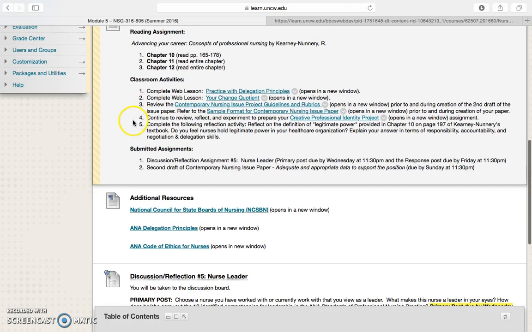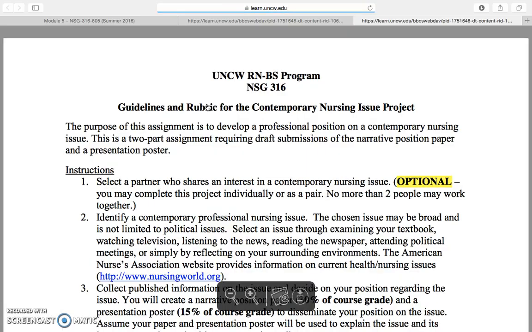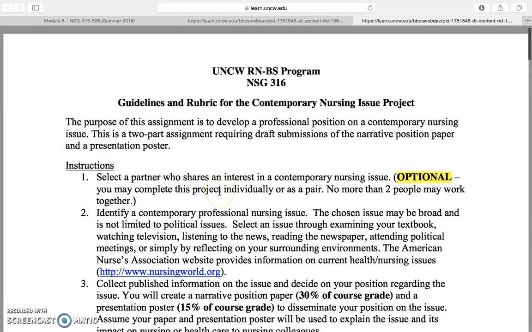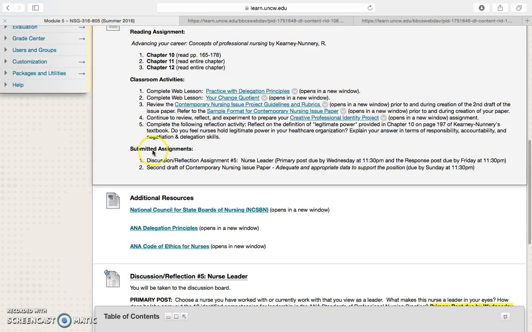Again, we would like for you to review the contemporary issue nursing project guidelines and rubrics. That opens up for you here. And then we also have the sample format of the contemporary nursing issue paper here for you to review as you complete your draft 2 and your final paper that will be submitted at the end of this week and the coming weeks.